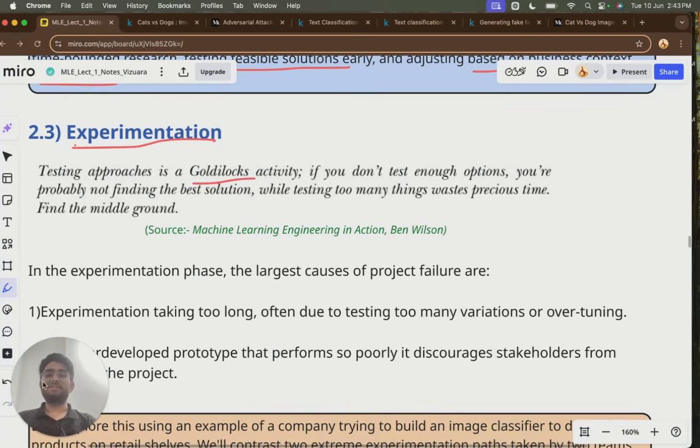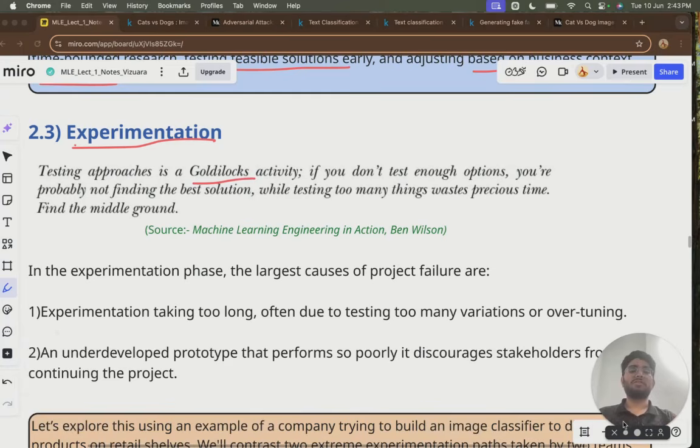In the experimentation phase, the largest causes of project failures are two major causes. First is experimentation takes too long. If you want to pass all test cases, you try to write code such that it covers all your test cases, and in passing all test cases, you end up spending a lot of time. But if the project has a time deadline and you just keep experimenting, then time is wasted.